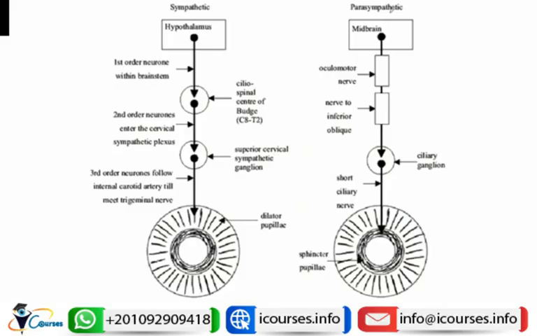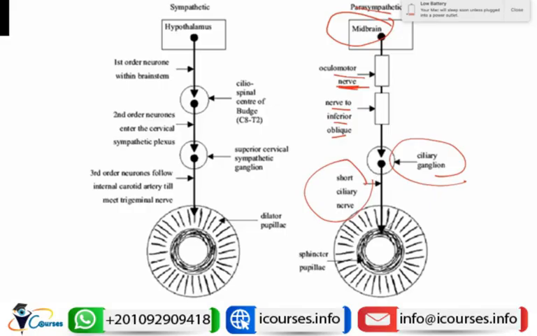Again, in comparison, the parasympathetic. I'm repeating it again and again because this is very important and crucial basic information that you need to remember by heart. The center in the parasympathetic will be the midbrain in the pretectal nucleus that will give supply to the Edinger-Westphal nucleus on both sides. The parasympathetic fibers will pass with the oculomotor nerve, then the nerve to inferior oblique, so that these preganglionic fibers will relay in the ciliary ganglion, and the postganglionic fibers will pass with the short ciliary nerves to supply the constrictor pupillae muscle.